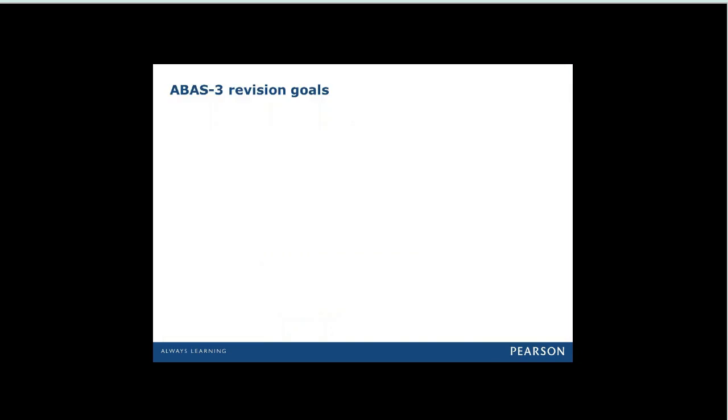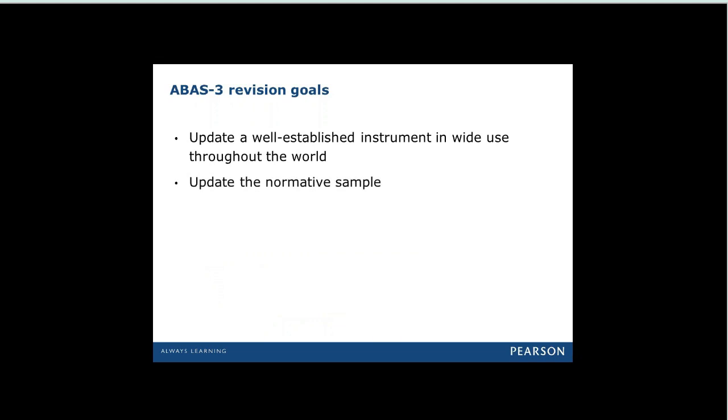A few of the revision goals: these are reasonably standard revision goals for most of the assessments that have been updated. The main reason we update these tools is that they are in wide use throughout the world and are very well established in doing what they do, in this instance measuring adaptive behaviour ability. The biggest update is normally around our normative samples, so we want to make sure the normative sample we collect is representative of the population.